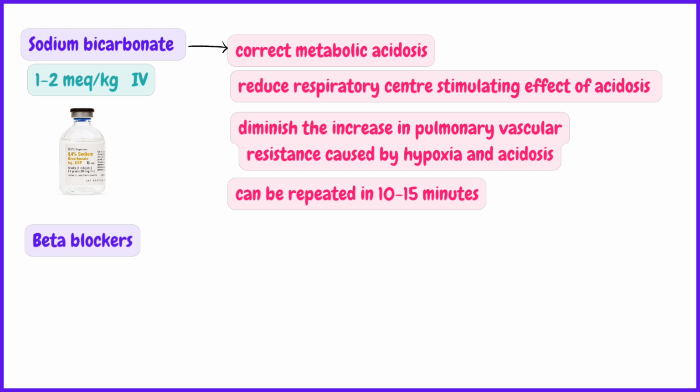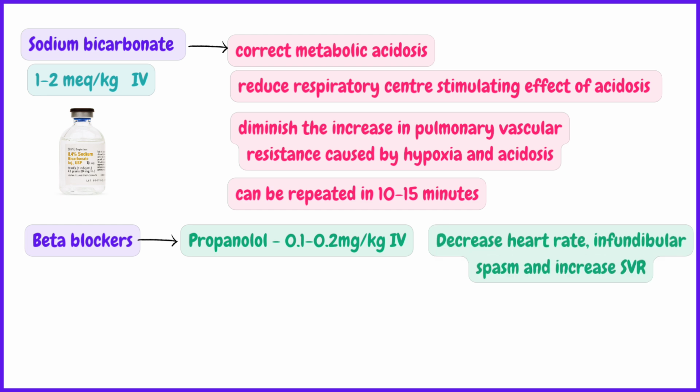Beta blockers like injection propranolol are given in a dose of 0.1 to 0.2 mg per kg over 5 minutes and can be repeated once after 15 minutes. It decreases the heart rate, infundibular spasm, and increases systemic vascular resistance. Metoprolol can also be given in a dose of 0.1 mg per kg over 5 minutes.